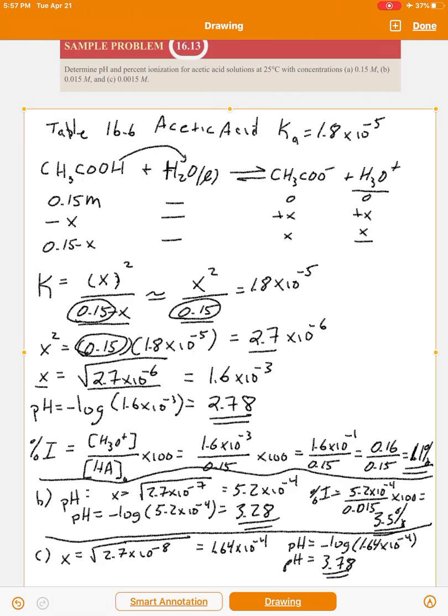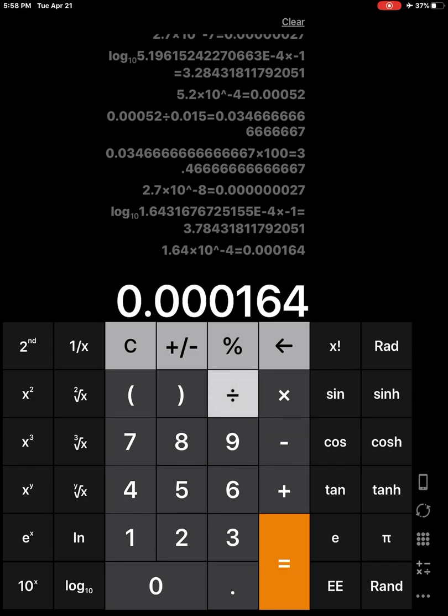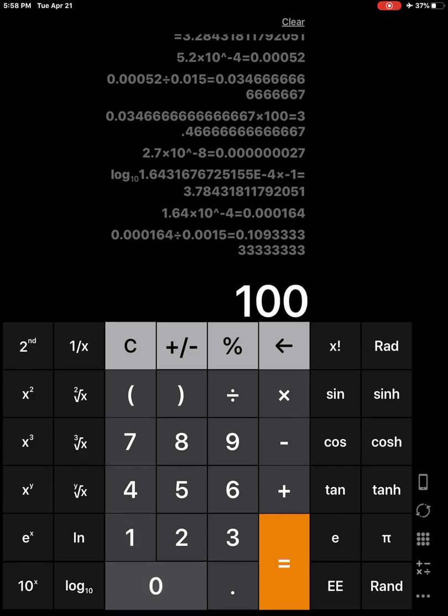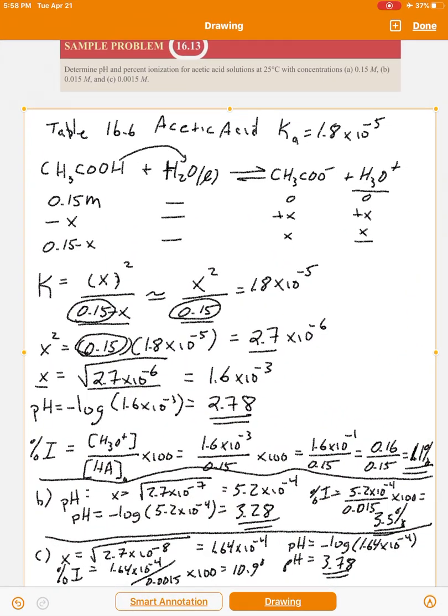What about the percent ionization for this part? Well, that would be the x divided by the initial concentration times 100. So 1.64 times 10 to the negative 4 divided by 1.5 times 10 to the minus 3, times 100. Look, it went all the way up to almost 11%, 10.9%. Right? So again, pattern holds. As you lower the initial concentration of the acid, the pH is higher, but the percent ionization does go up. More of the acid reacts in there.